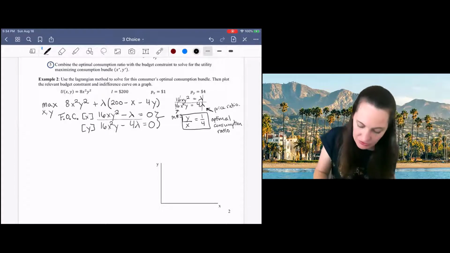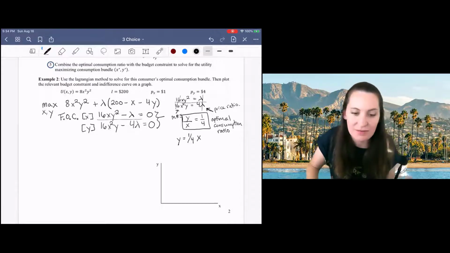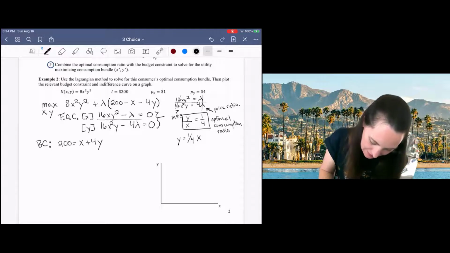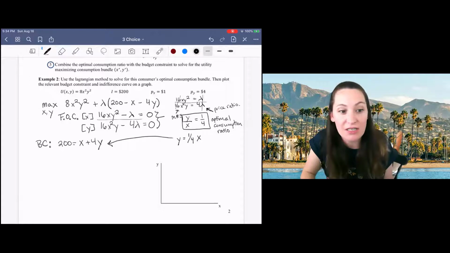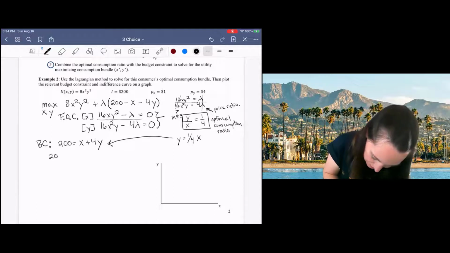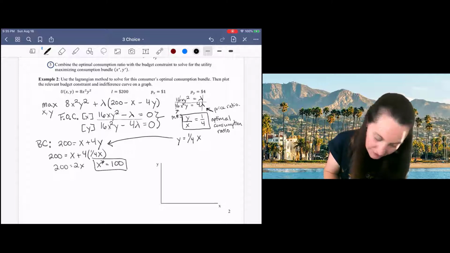So to do that, I'm going to solve this optimal consumption ratio for one of the variables, right? That's easy. And then I'm going to write out my budget constraint. That's 200 equals x plus 4y. And now I can just plug that into my budget constraint and solve for x and y. So I've got 200 equals x plus 4 times 1/4 x. So that's 200 equals 2x. And my optimal choice for x will be equal to 100.